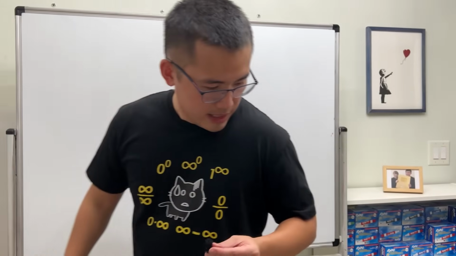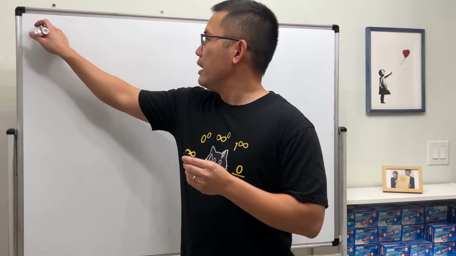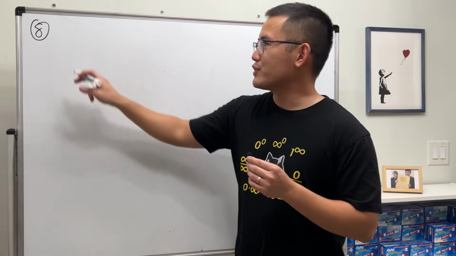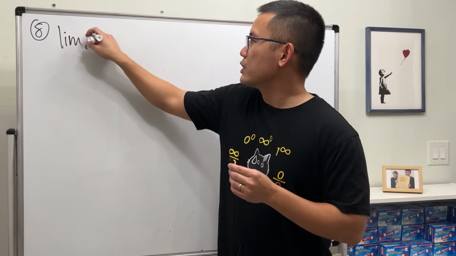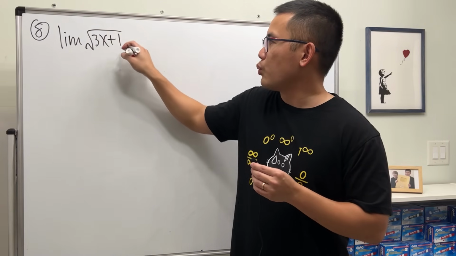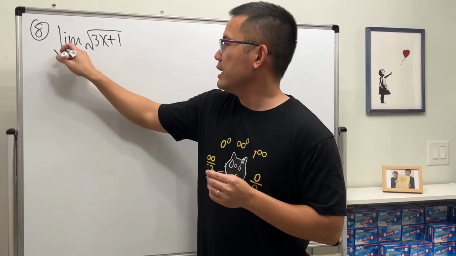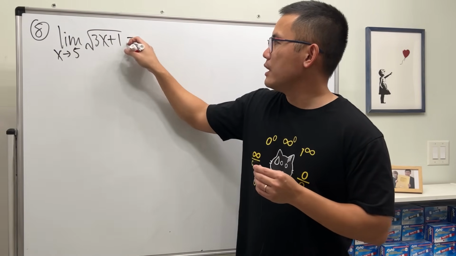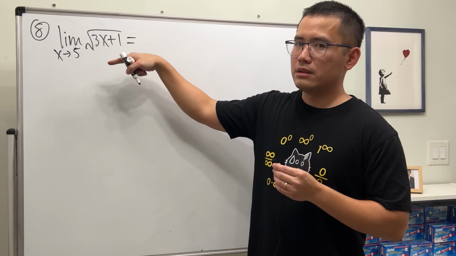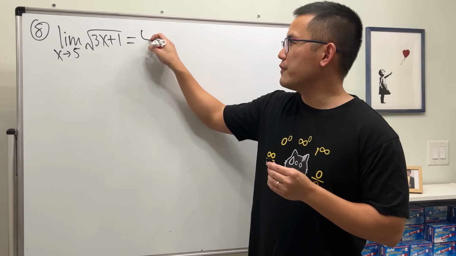Perfect. Number 8. I'm going to give you guys the same function again. Still, limit square root of 3x plus 1. But this time, let's take the limit as x approaching 5. Work that out, just 15 plus 1. 16, take the square root, we get 4.